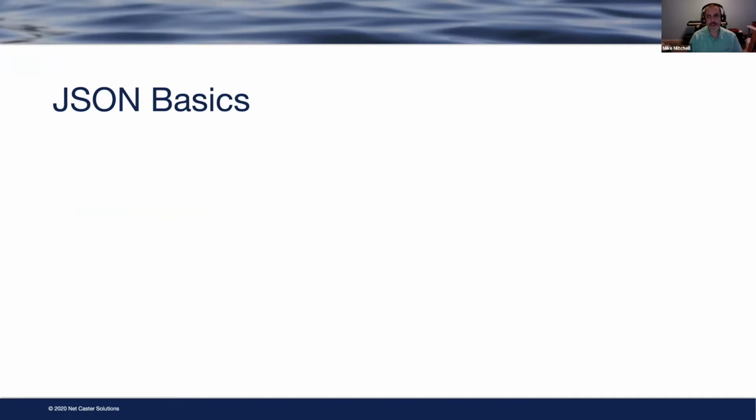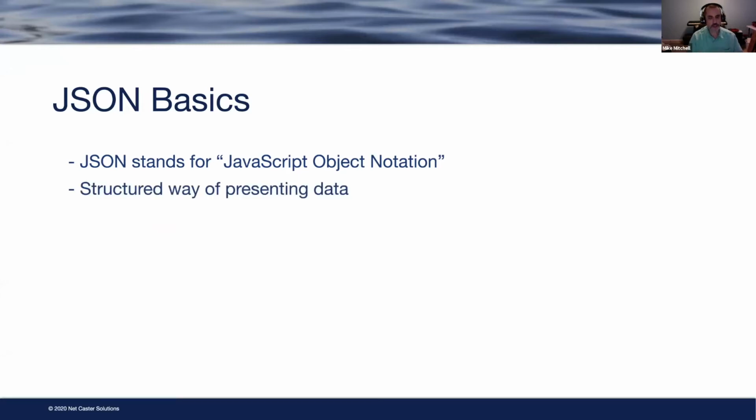So here's some basics of JSON. JSON stands for JavaScript Object Notation. It is a structured way of presenting data, very similar to XML in concept, but quite frankly, a whole lot easier to work with than XML. I heard one presenter at DevCon one year compared parsing XML to chewing on razor blades, and he's not far off.